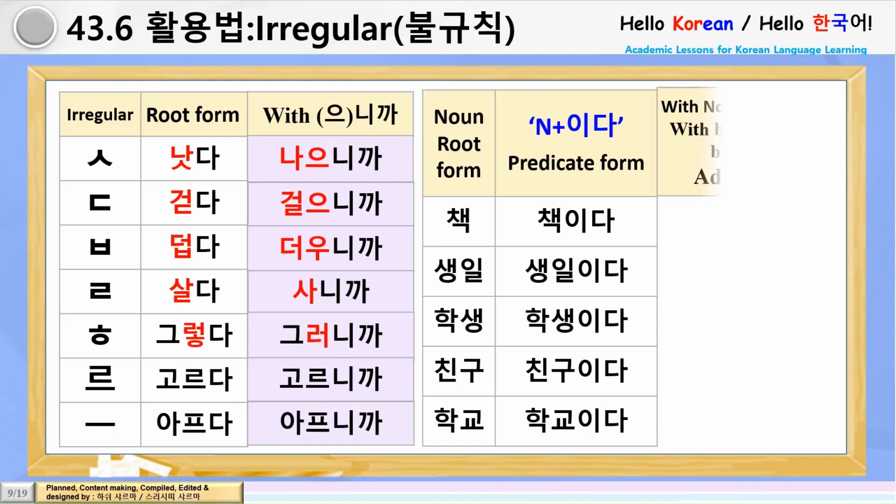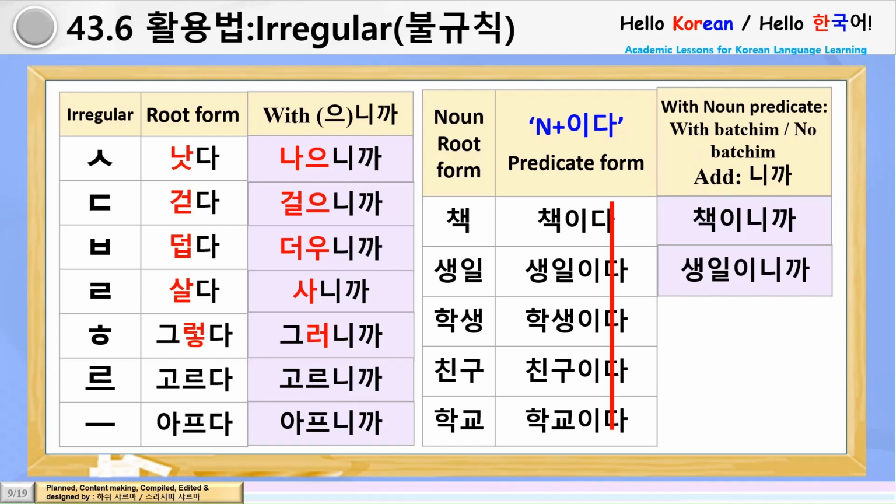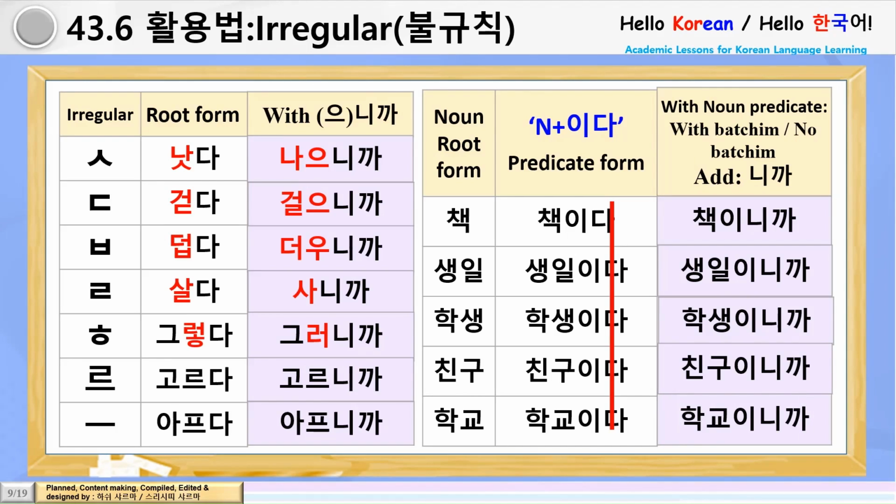So first step, what we have to do? We have to delete this da with the noun predicate form. With bachim or no bachim, add nikka only. So chek will be chegi nikka. Sengil will be sengil inikka. Hakseng, hakseng inikka. Chingu inika, and last one is hakyo inika. So you have to make this table here for the practice. So we hope now conjugation is clear.